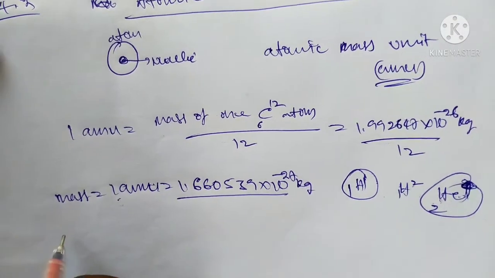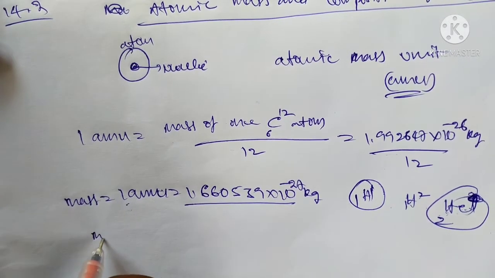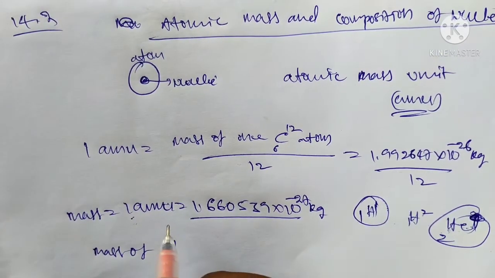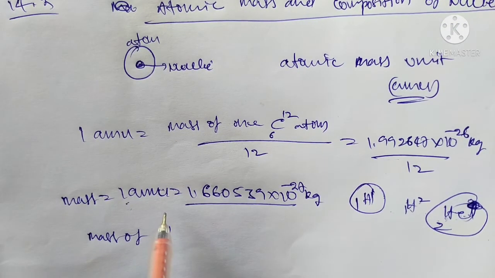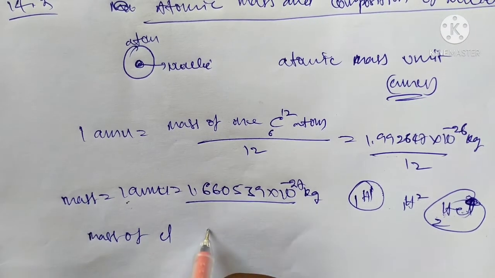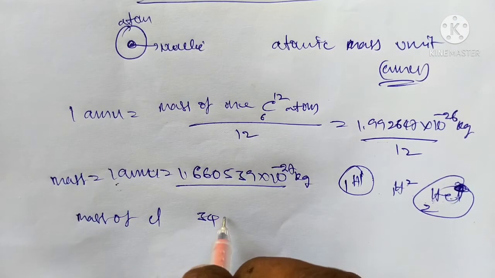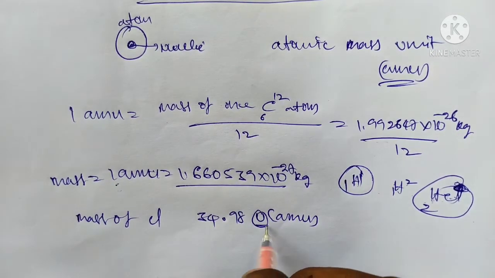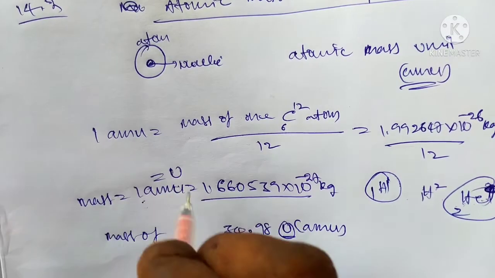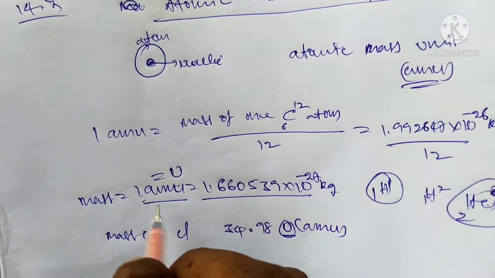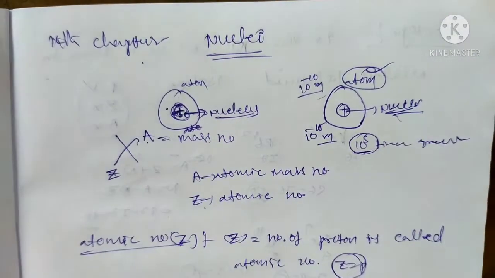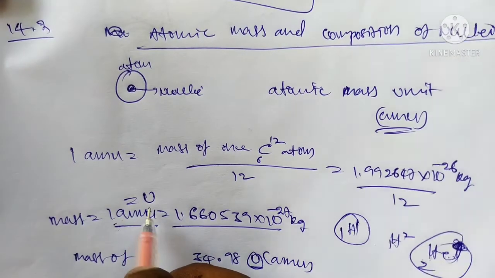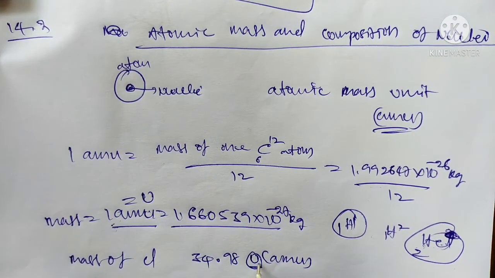An example is chlorine. With a mass spectrometer we can measure the mass of chlorine, which experimentally is 34.98 atomic mass units. In the textbook it is written as U. Some textbooks write atomic mass unit with this symbol, some write only AMU, and some write U, which is the unit of mass.